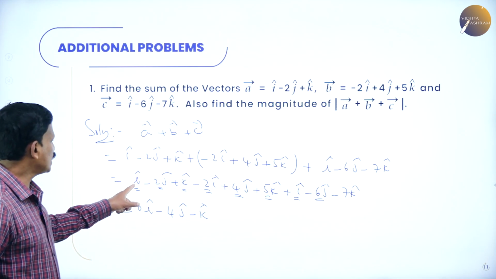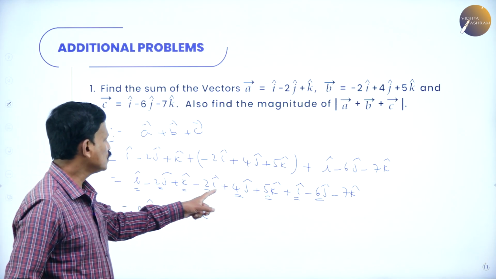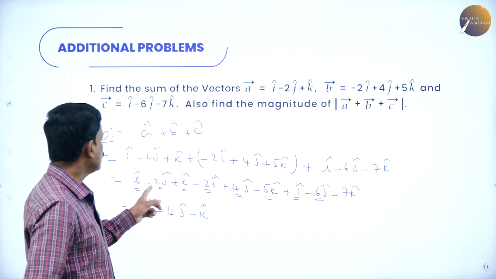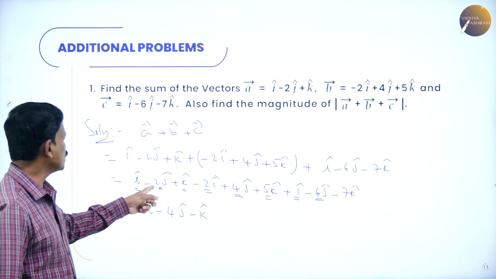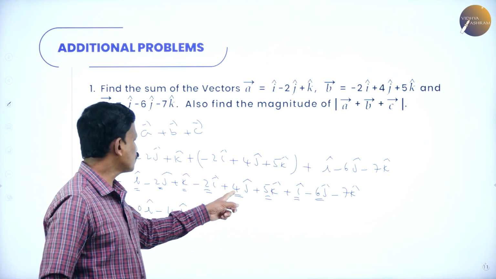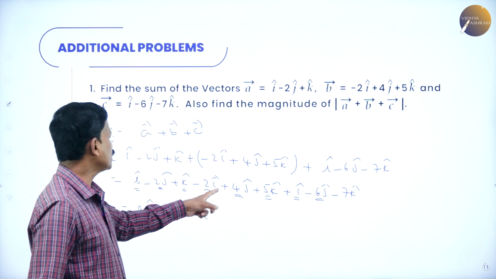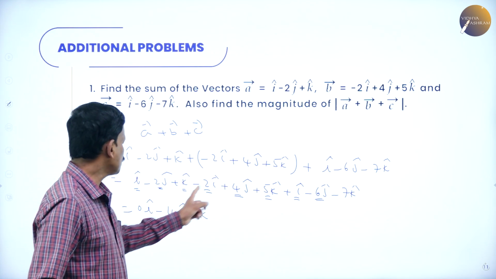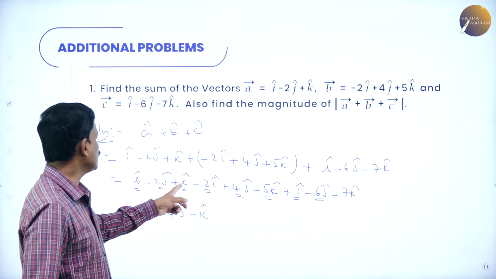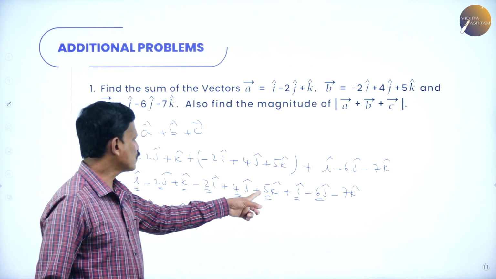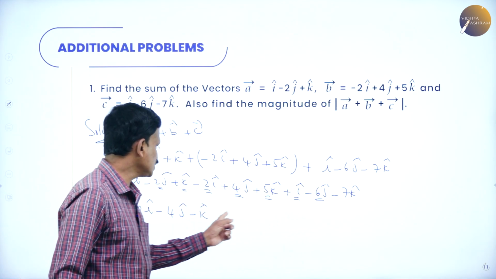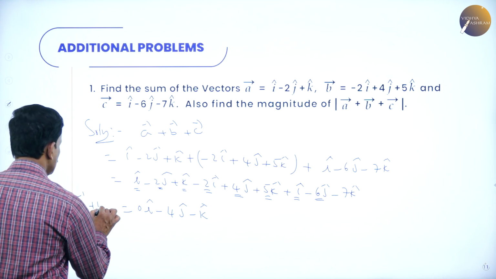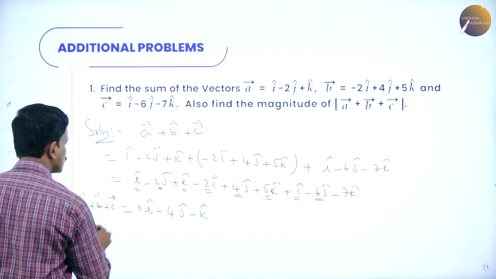Coefficient of I is 1, here minus 2, here it is plus 1. 1 plus 1 is 2, minus 2 is 0. Again coefficient of j is minus 2, here it is 4 and it is minus 6. Minus 6 minus 2 is minus 8, plus 4 is minus 4. Again k coefficient is 1 plus 5 is 6, minus 7 is minus 1. So this is the value of vector A plus B plus C.